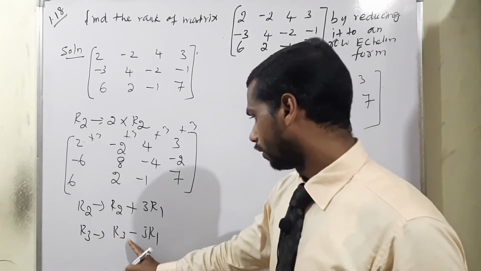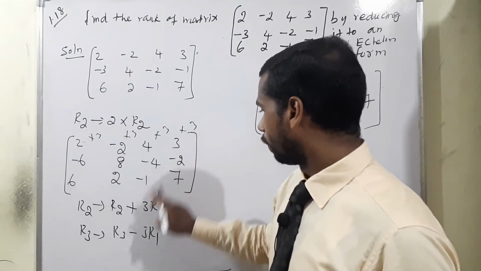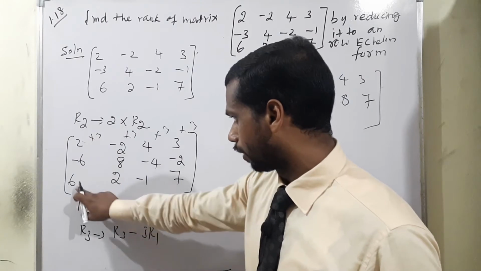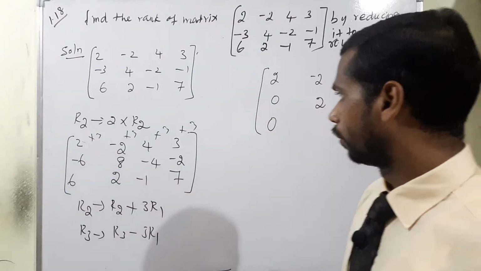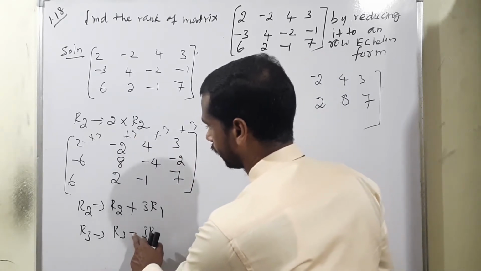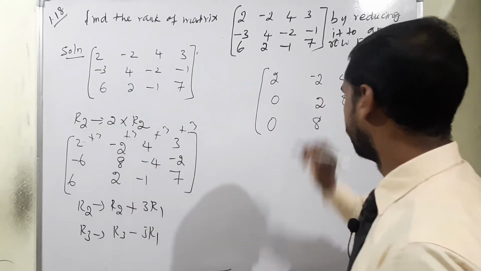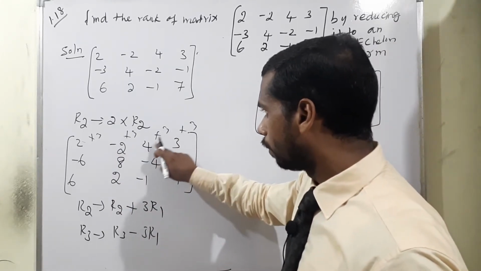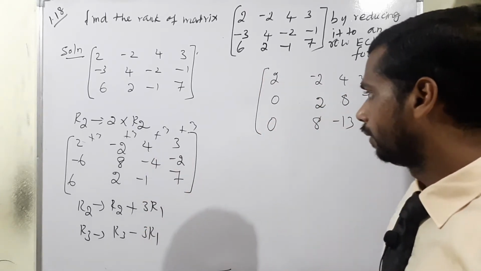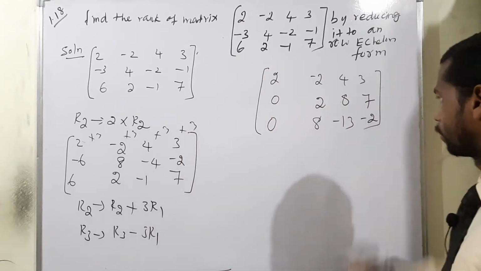Next one, R3 minus 3 into R1, isn't it? Same, each and every term of row 1 multiplied into 3. Therefore, 2 into 3, 6, but the center sign is minus. Therefore, 6 minus 6, value will be 0. Same condition, minus 2 into 3, minus 6, but already the center minus sign is there. Therefore, minus into minus is plus, 2 plus 6, value will be 8. Next one, 4 into 3, 12, but minus 12. Minus 1 minus 12, value will be minus 13. Next one, 3 threes are 9. 7 minus 9, value will be minus 2.